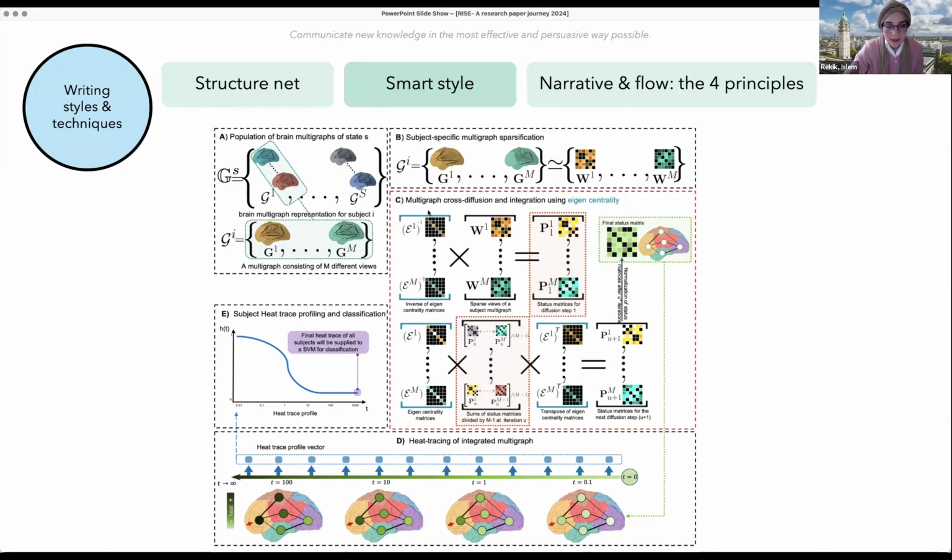Now C, what is happening to C? So we have what we call multigraph cross-diffusion and integration using eigencentrality. We have here the matrices that are derived from the data. These are the brain matrices of a single subject, sparse views of a subject multigraph. So you put the text below, you explain what it is, right? So without reading the figure, without reading the caption, I can understand. If I read the caption, that would be even better.